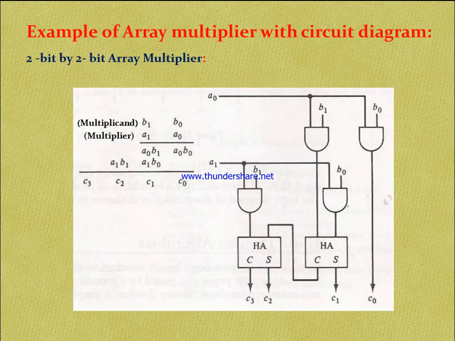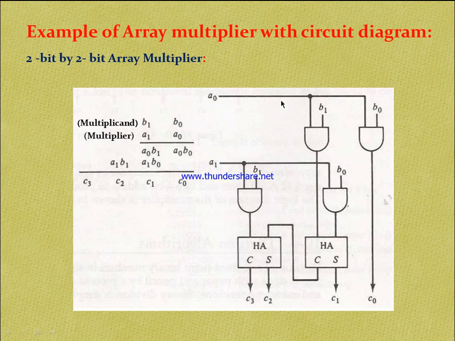Next we'll see an example of the same concept with a circuit diagram. Suppose the multiplicand is B1 and B0 and the multiplier is A1 and A0. We know that the multiplier bits are given one by one and the multiplicand at a time. So B is given at the same time, B1 here and B0 here, but the multiplier is given one by one.